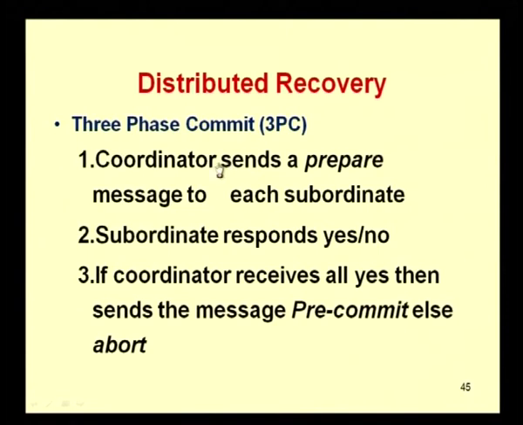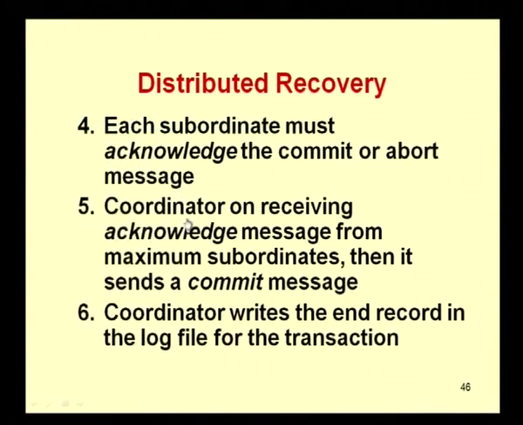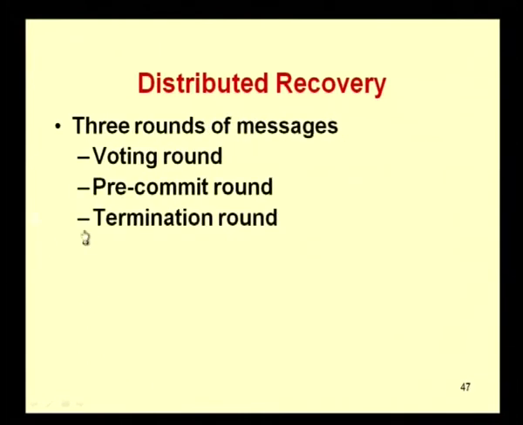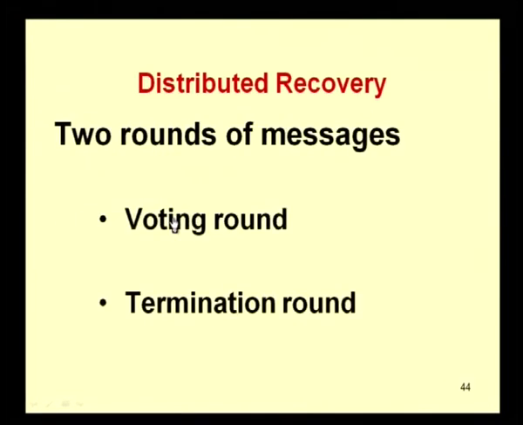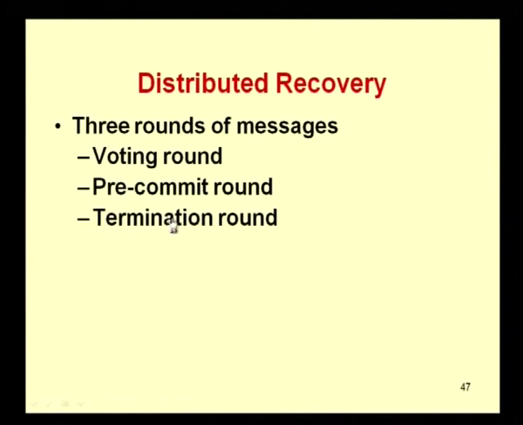So, in the three-phase commit protocol, the coordinator sends a prepare message to each subordinate, and the subordinate responds yes or no. If the coordinator receives all yeses, then it sends the message pre-commit, else it aborts. Now, each subordinate must acknowledge the commit or abort message. The coordinator, on receiving the acknowledged message from the maximum subordinates, sends a commit message. The coordinator writes the end record in the log file for the transaction. So, there are 3 rounds of messages here. You have voting, you have pre-commit and you have termination. In the previous we had voting and termination, here we have an additional pre-commit.